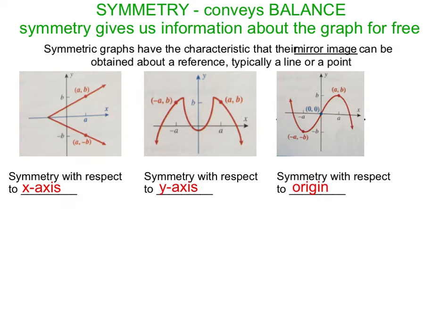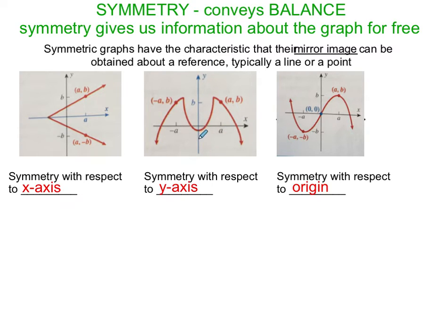The next thing we'd like to talk about is symmetry. It conveys balance, and symmetry gives us some information about the graph. If I take a look, I can see I have 3 different graphs here. The one on the left is symmetric over the x-axis. It's the mirror image of itself over the x-axis. The second one is symmetric over the y-axis. It's the mirror image of itself over the y.